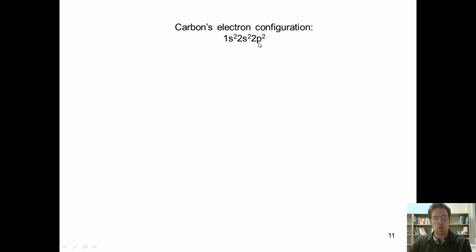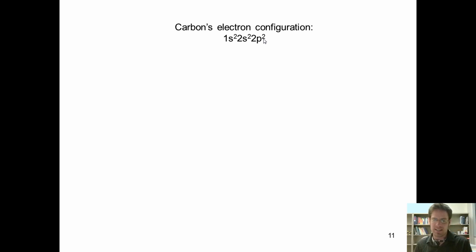Carbon's electron configuration, of course, is 1s2, 2s2, 2p2. Now, carbon's valence orbitals are the ones that have the highest number, this 2s orbital and this 2p orbital. You count up the number of electrons occupying those, and it adds up to 1, 2, 3, 4. So that means that carbon has 4 total valence electrons.